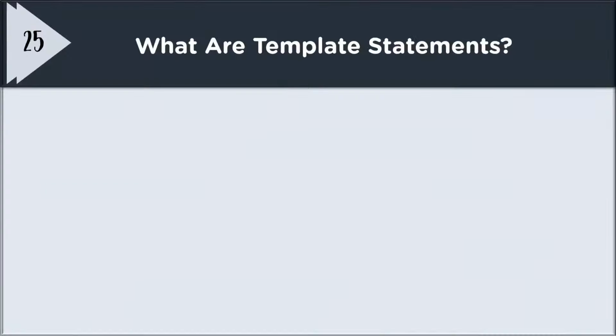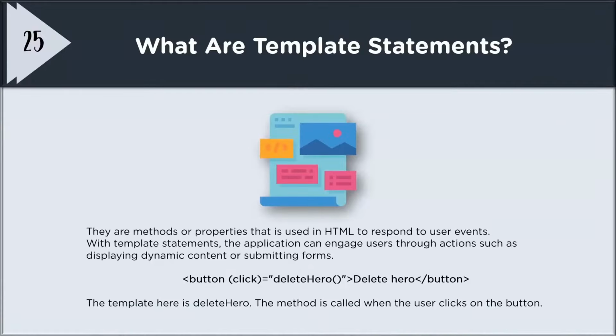Moving on to next question. What are template statements? Template statements are properties or methods used in HTML for responding to user events. Now with these template statements, the application that you create or you're working on can have the capability to engage users through actions such as submitting forms or displaying dynamic content. The most common example is the button tag. The template here is delete hero. This method is called when the user clicks on the button. So this brings interactivity to your application.